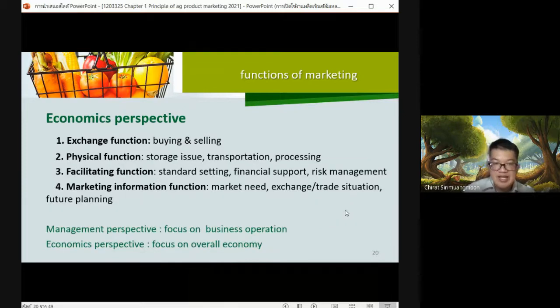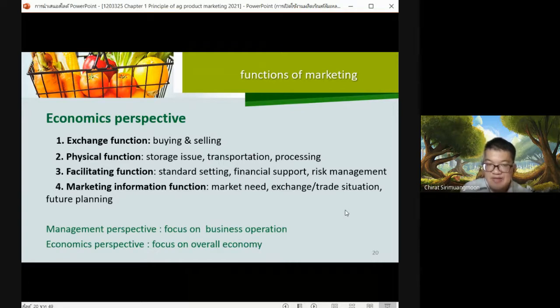How about the economics perspective? Thinking in terms of economics, marketing gets involved in the exchange function because you need to sell and you need to buy. Then physical functions. So marketing gets involved in the physical function for storage, transportation, and processing.